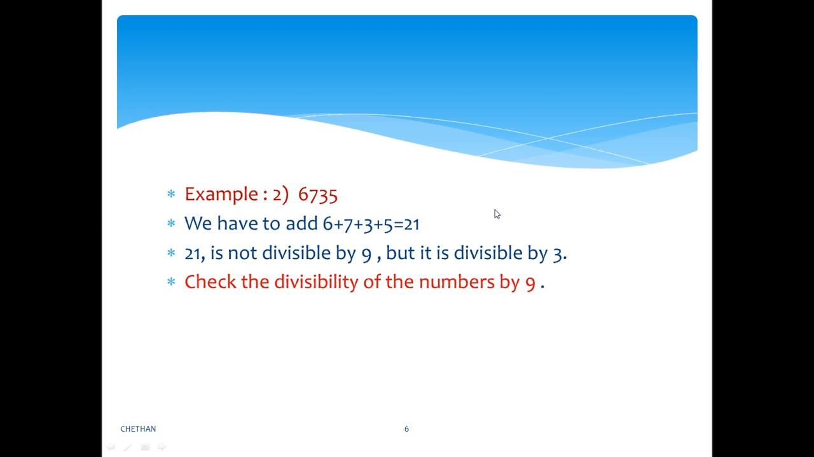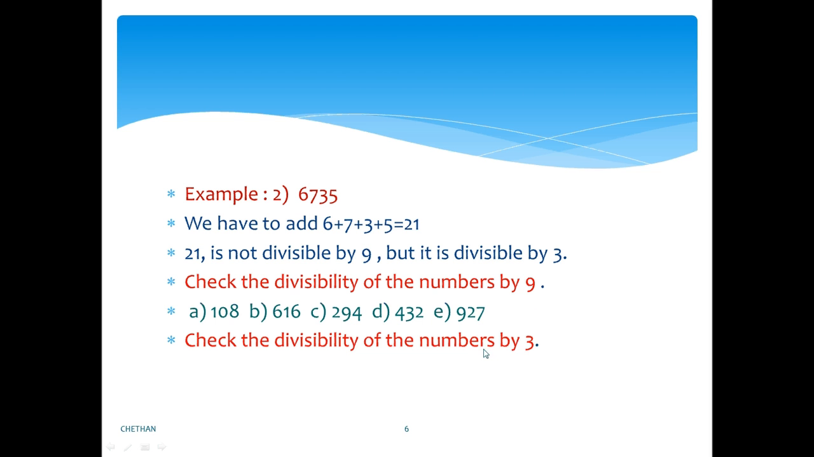Take these problems to solve. On the basis of these two examples you have to do this. Check the divisibility of the numbers by 9: 108, 16, 616, 294, 432 and 927. For the divisibility of 9 you have to do this separately, and for the divisibility of 3 you take these problems and do them separately. Do you get it?